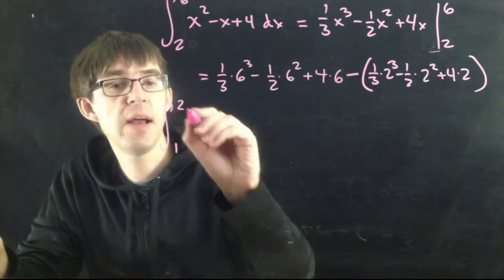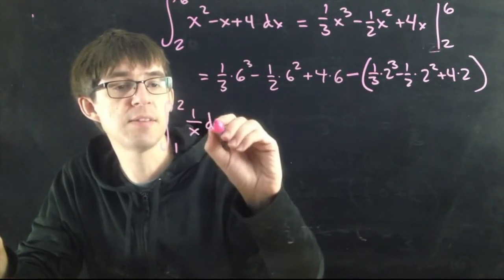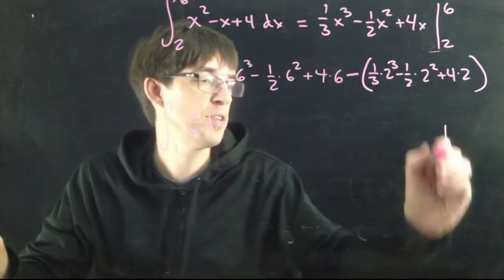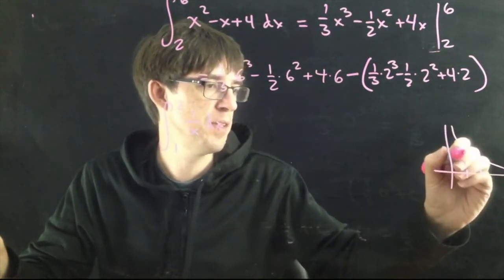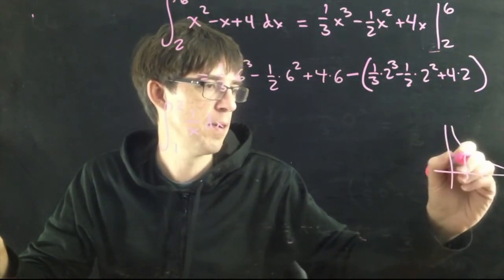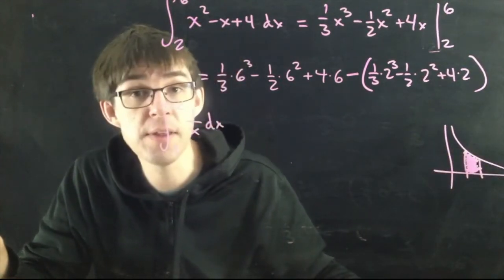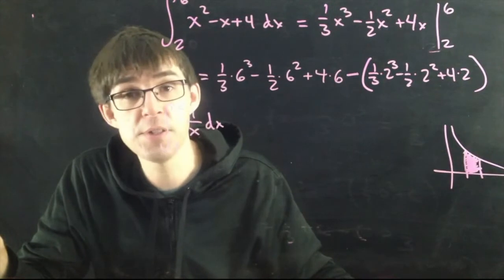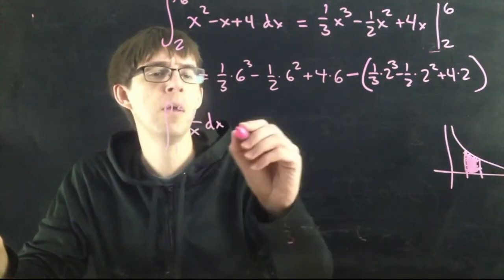Here's another one. Let's try the integral from 1 to 2 of 1 over x dx. On a picture, this would represent 1 over x. The graph looks like that. And I guess it's this area right here, from 1 to 2. What is that area right there on the graph of 1 over x? Did you ever wonder? Probably not, but here we're going to do it anyway.